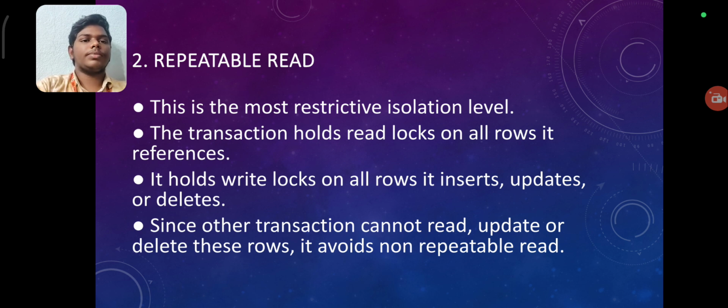So repeatable read is the second level of isolation, and it is the most restrictive isolation level. It holds read locks on all rows it references. It holds write locks also, on rows it inserts, updates or deletes. So finally, other transactions cannot read, update or delete these rows, so it avoids non-repeatable reads.